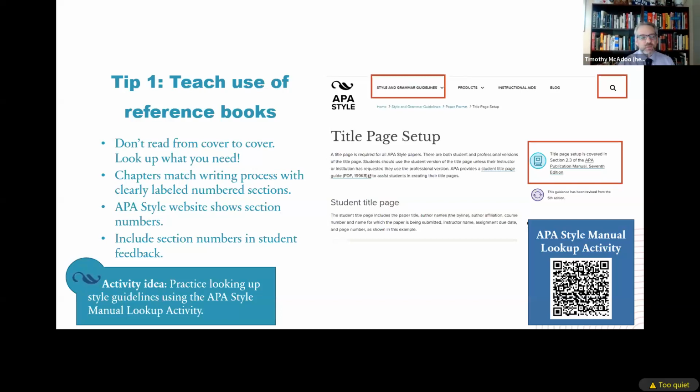And then within the chapters, we have section numbers for easy reference. And these work well with the website.